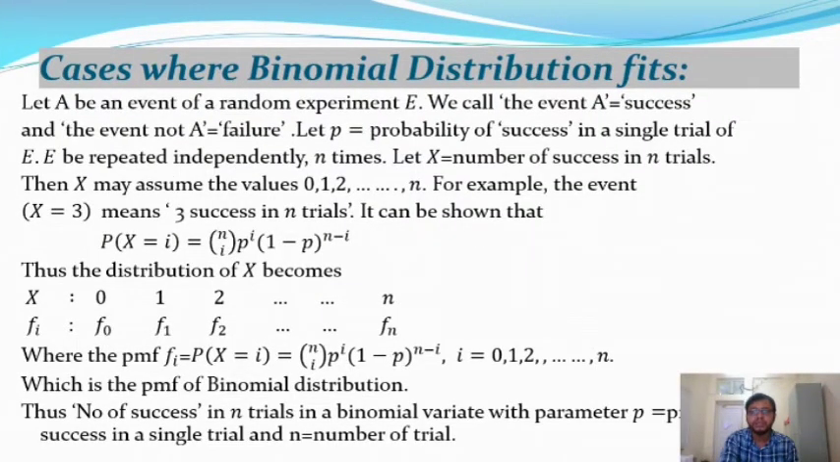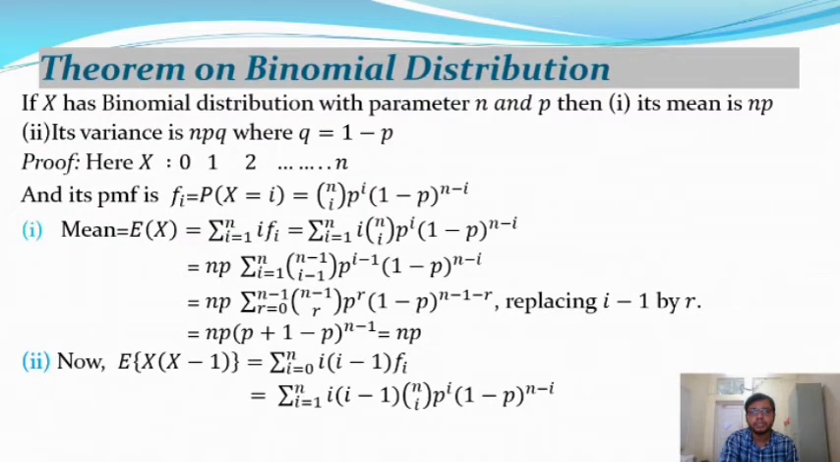After that we will talk about some related theorems on binomial distributions. If the random variable capital X has a binomial distribution with parameters n and p, where n is a positive integer and p lies in the interval 0 to 1, then its mean is n into p, that is the expectation is np, and its variance is npq, where q is equal to 1 minus p. So here is the proof of the theorem.